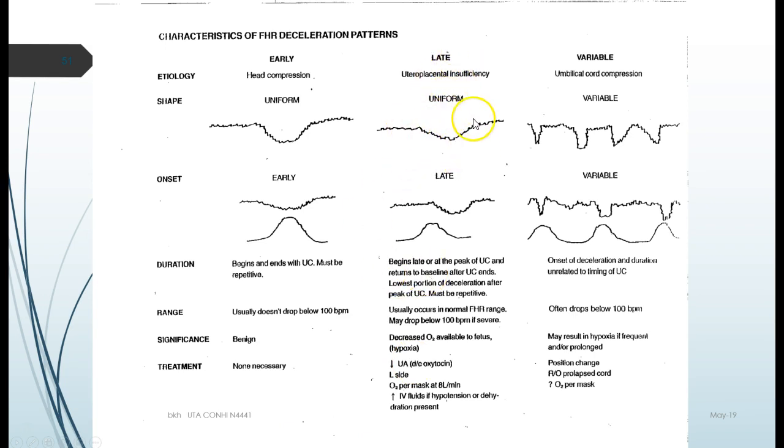Here's our late. Again, these look pretty uniform. Here's our contraction. It starts. Our baby's doing okay. About the time we get to the peak of this contraction, the blood flow through the placenta stops. We're not transferring O2 to our baby anymore.